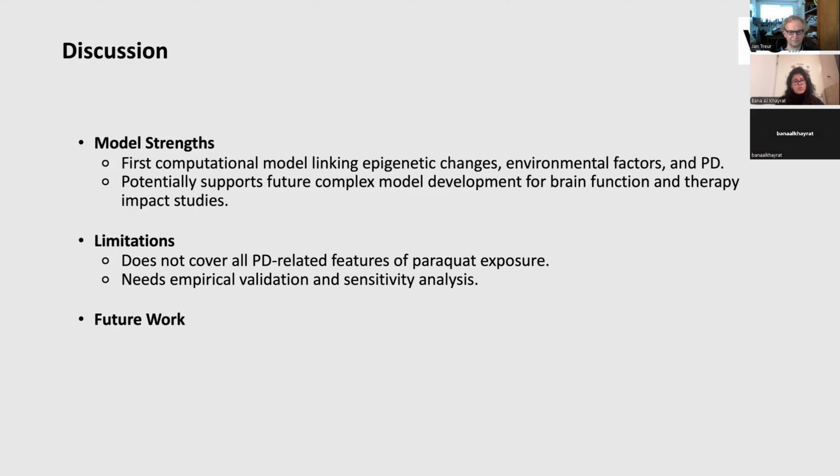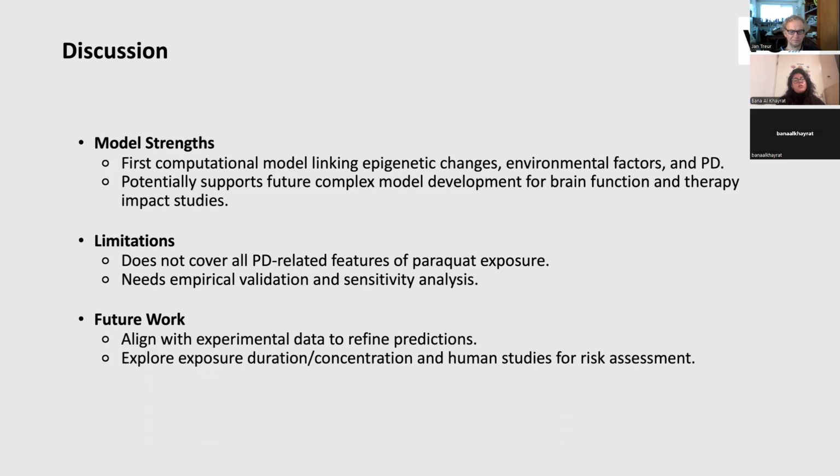And last, so what's next? For future work, we need to focus on several areas. So we need more research into the upstream processes that contribute to the dopaminergic cell degeneration. We need more in vitro and in vivo studies that are essential to establish that. Additionally, studying the duration and the concentration of paraquat exposure is also crucial for us to be able to refine our parameters. And finally, and most importantly, aligning this experimental data to refine our prediction parameters of this model.